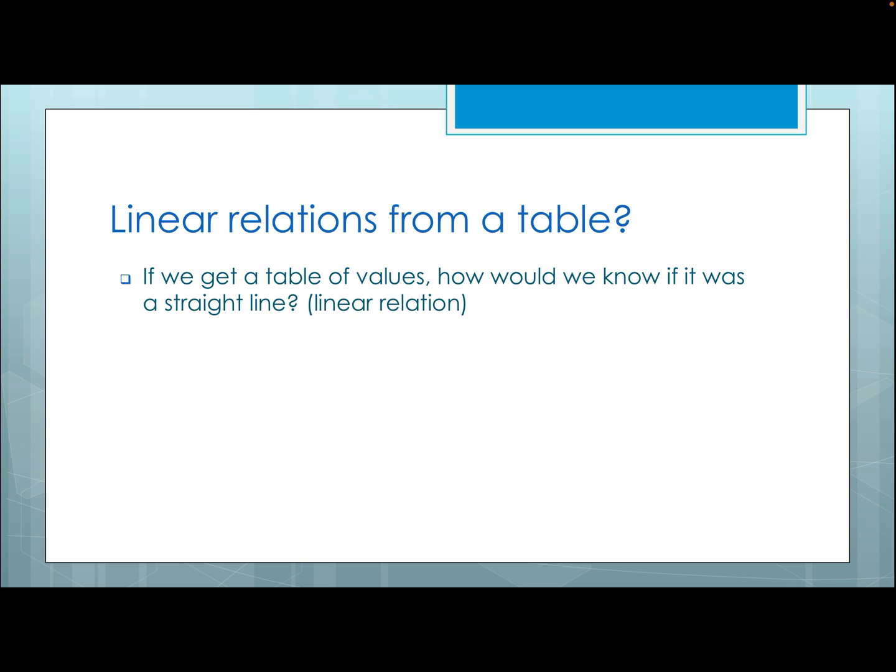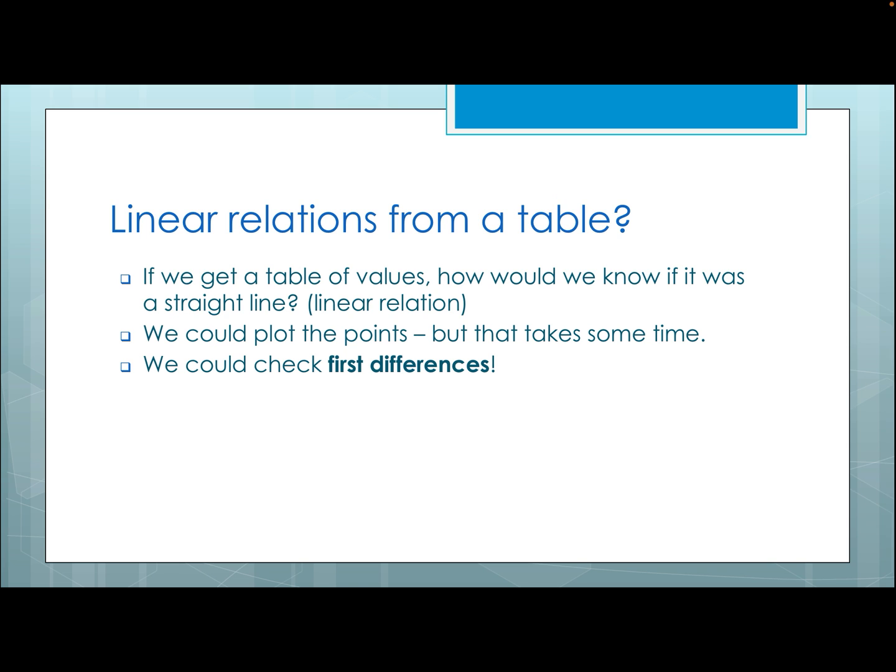So if we get a table of values, how would we know if it's a straight line? And so that's basically what we just had in that last question, wasn't it? And the key to this is all about first differences. We could plot the points, but obviously that takes time. But instead what we can do is something called first differences. And it seems incredibly complicated originally, because first differences, what do you mean? But genuinely, all you do is find the differences for everything that's happening. So I'll show you an example.